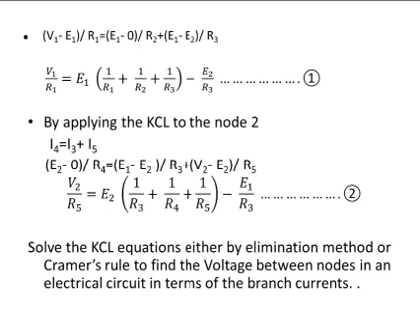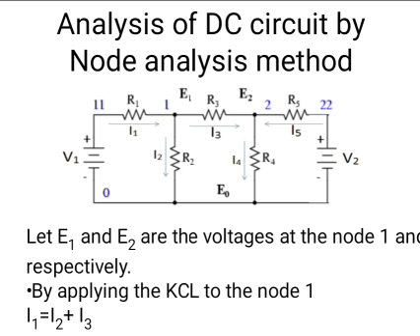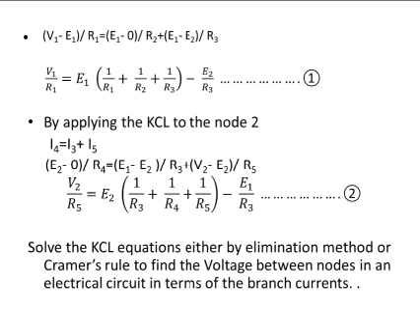Based on the direction of the current I1, the potential difference between the two points, V1 and E1, divided by the resistance R1, gives I1. That means I1 equals (V1 minus E1) divided by R1. Depending upon the direction of the current, the starting point is V1 and the ending point is E1. That means V1 is at a higher potential compared to E1.